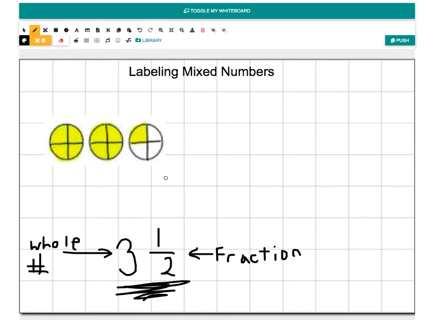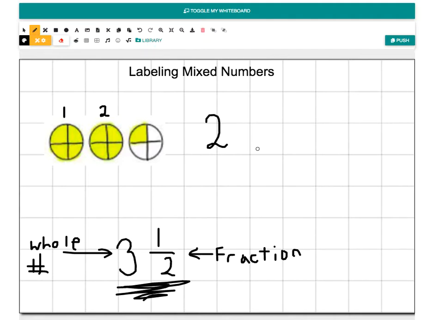So the first thing we're going to do is count how many wholes we have. A whole is when the whole thing is shaded in. So we have 1, 2. So we have 2 wholes. So our whole number is going to be 2. Now we're going to look at what we have left. So we have one circle left that's not a whole.